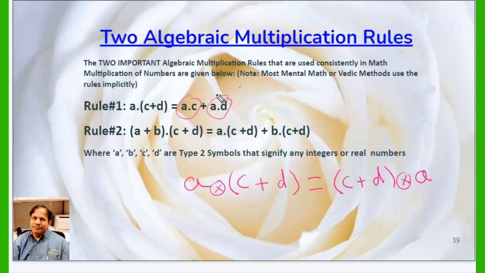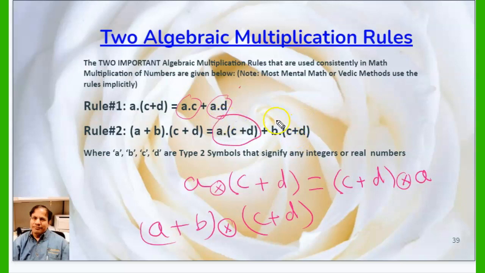The rule number 2, which is an expansion of rule number 1, is written as A plus B multiplied by C plus D, which dot represents the multiplication, and we can distribute A and B individually as A times C plus D and plus addition of B times C plus D. And of course, we can use rule number 1 and then expand it further as A times C plus A times D, and then we have B plus B times C plus B times D.